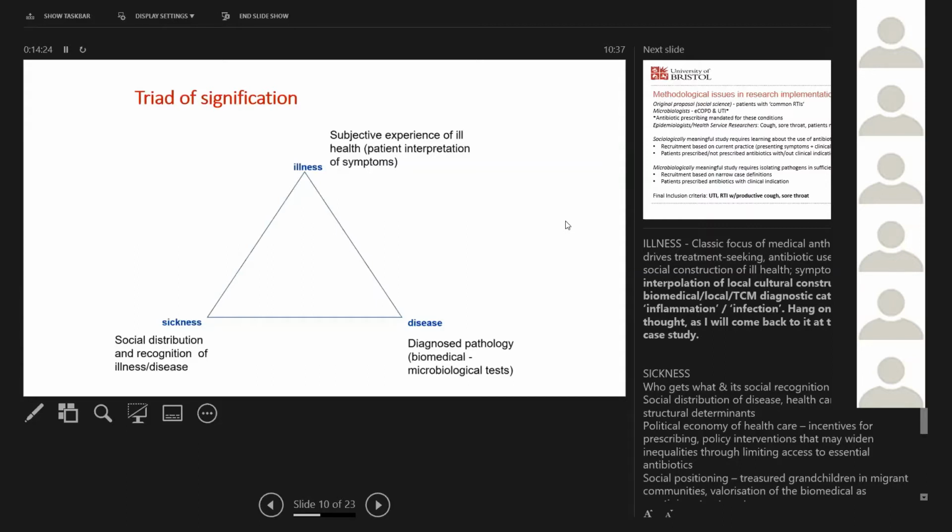And it's a classical focus of medical anthropological work to look at illness, the subjective experience, and what drives treatment seeking and antibiotic use, and also how local cultural constructs may be interpolated with and translated into local diagnostic categories. And I'll come back to this at the end of my case study.